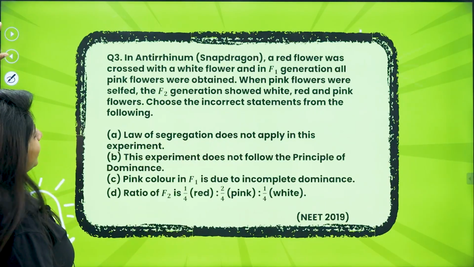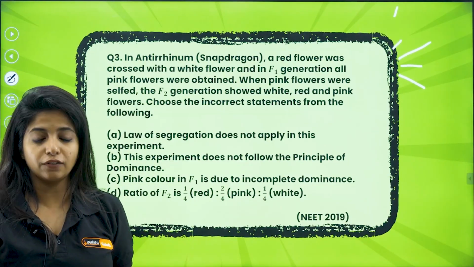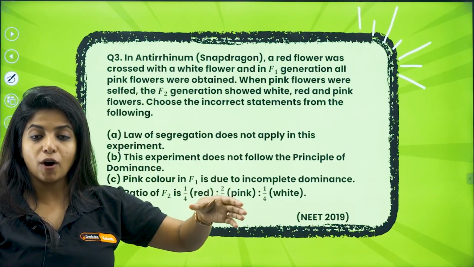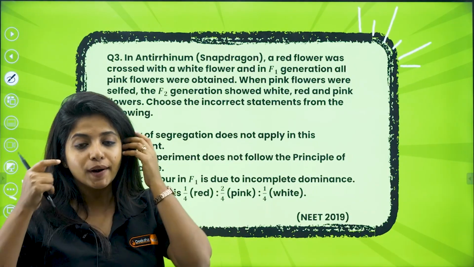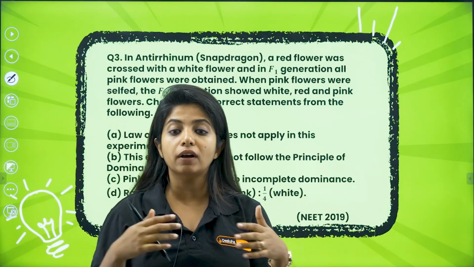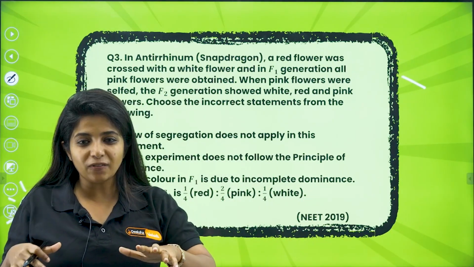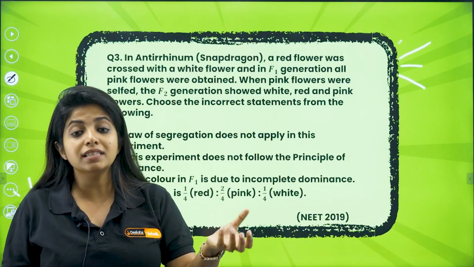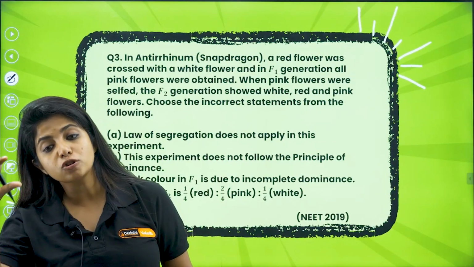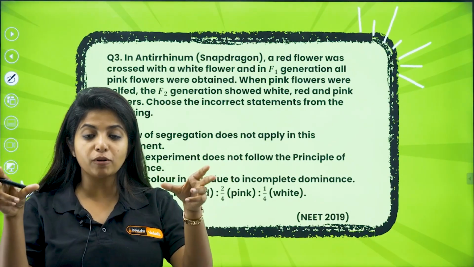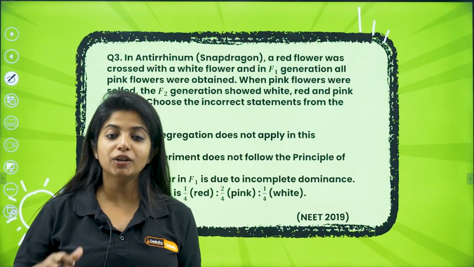Cool? Now, in Antirrhinum or snapdragon, a red flower was crossed with a white flower. So red and white flowers were crossed, and in the F1 generation, all the flowers were pink. Actually, we thought that red is dominant, so all the flowers should be red. But over here, we see it is pink in color. So pink comes in between red and white, right? When pink flowers were then selfed and produced the F2 generation, it showed white, red and also pink. When these pink progenies were crossed, my dear children, you got white again, you got red also, and you got pink also.